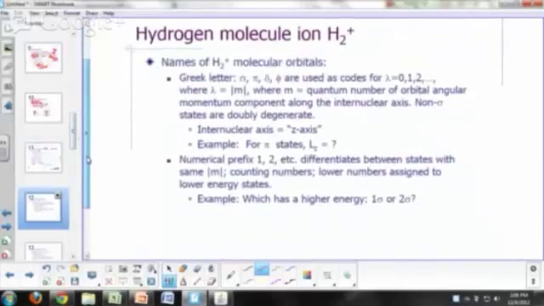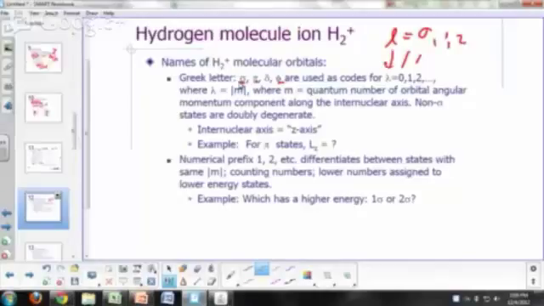The names of H2+ molecular orbitals are very similar to atomic orbital names, except we're using Greek letters. Instead of SPDF, we use sigma, pi, delta, phi, as codes for the quantum number lambda, which is 0, 1, or 2. In the case of atoms, we said S, P, D, and F were codes for the quantum number L, right? 0, 1, 2, 3. The Greek letter for L is lambda.